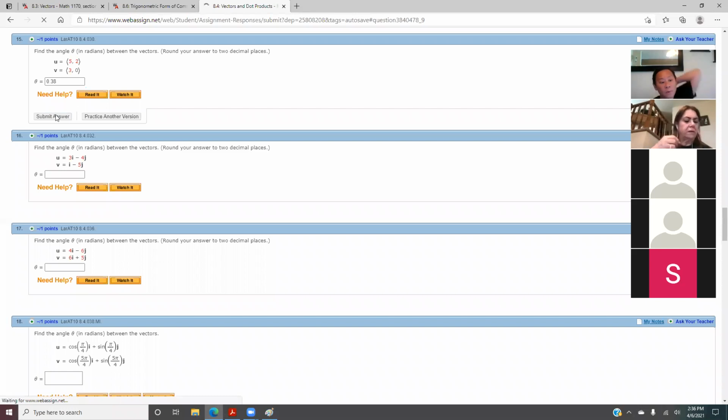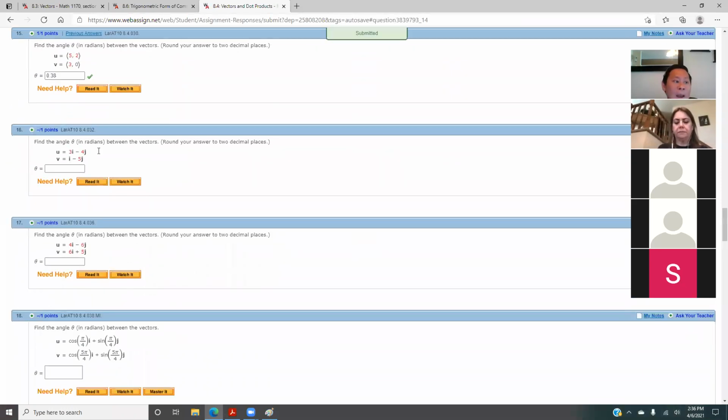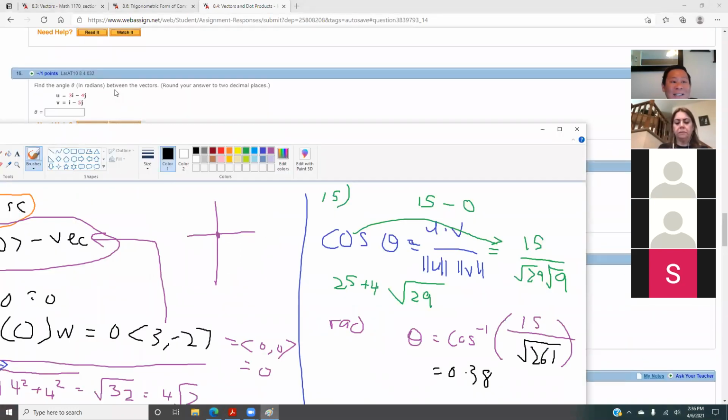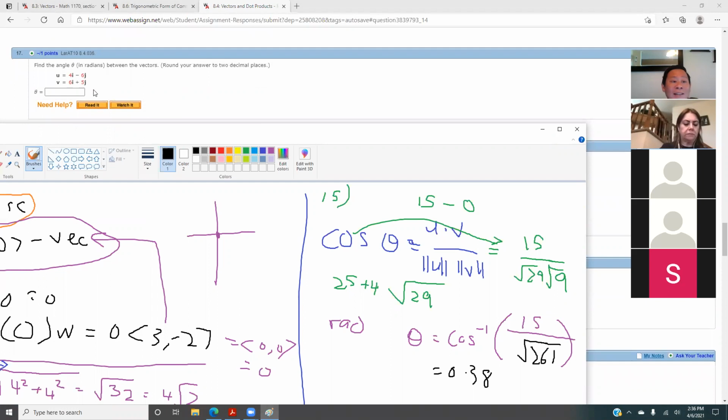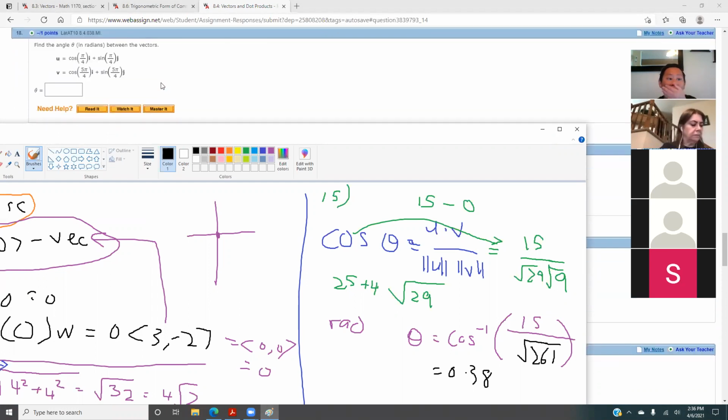So mostly the rest of the questions that you have are almost the same as the one that we did here. 16 is asking the same thing. Again, they have it in radian. 17 is also asking the same thing. 18 is a little bit different.